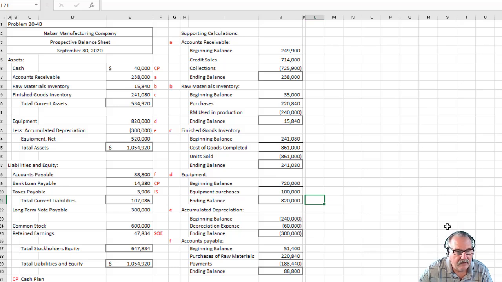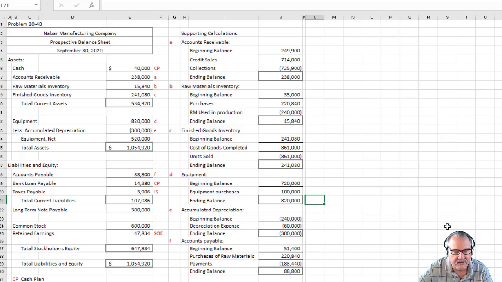We have a bank loan. That's the short-term bank loan. That comes from the cash plan, $14,380. And then we also owe some tax, $39.06. That's a tax payable from the income statement that we accrued based on the 35% tax rate. So our total current liabilities, $107,086. We still have a $300,000 long-term note payable.